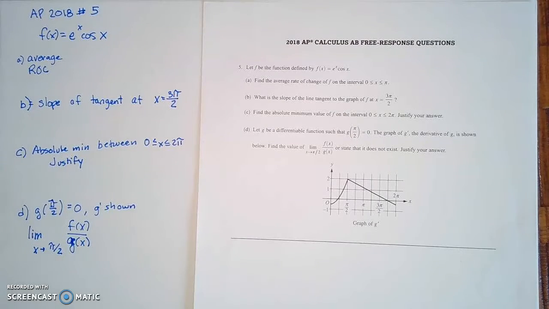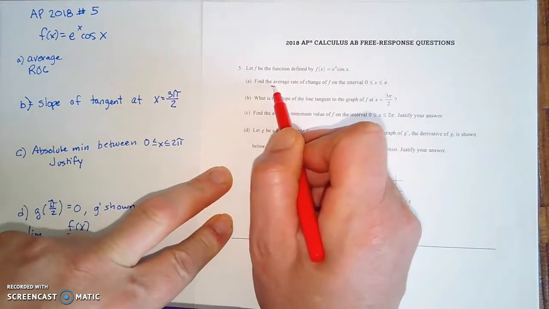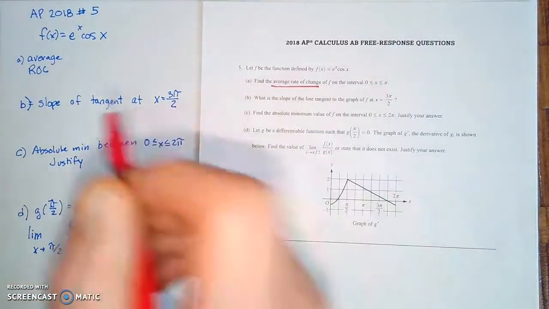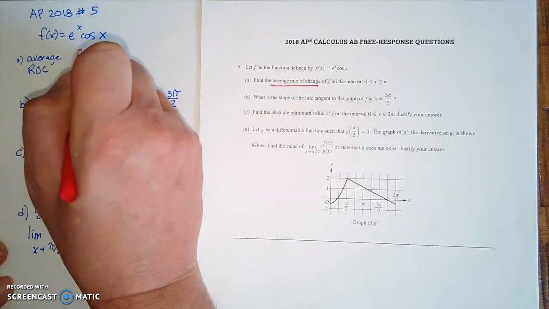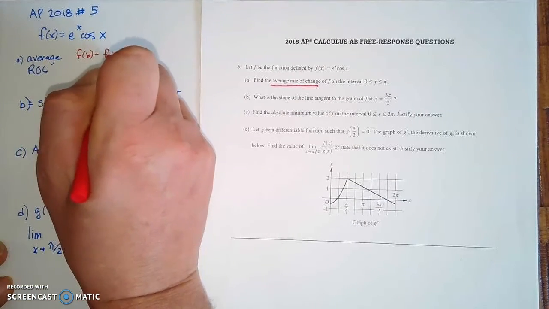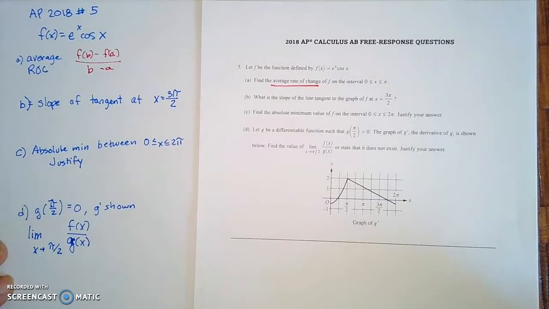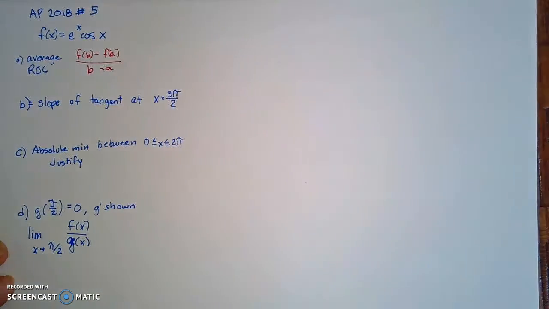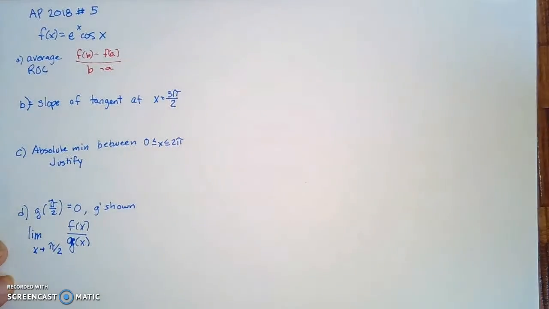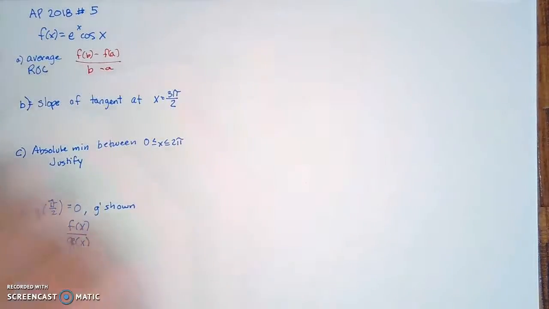So the first part says we give a function, f of x equals e to the x times cosine of x. And part 1 says find the average rate of change between the intervals 0 and pi. When you hear average rate of change, you know it's f(b) minus f(a) over b minus a. Always. And let's see if we can find those particular values. I'm going to move this off the screen for a moment here. Okay, so we have between pi and 0 is what we're looking to do.